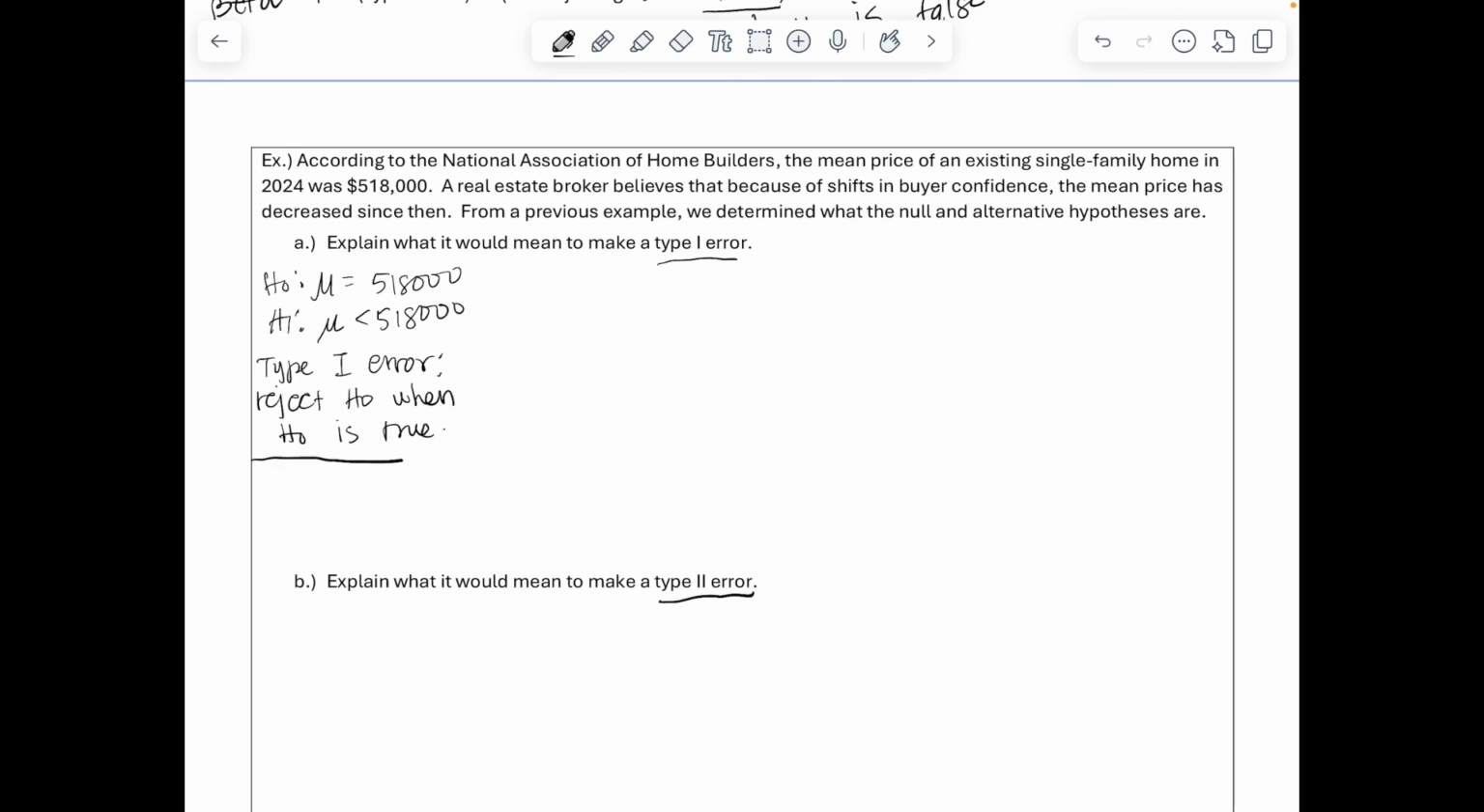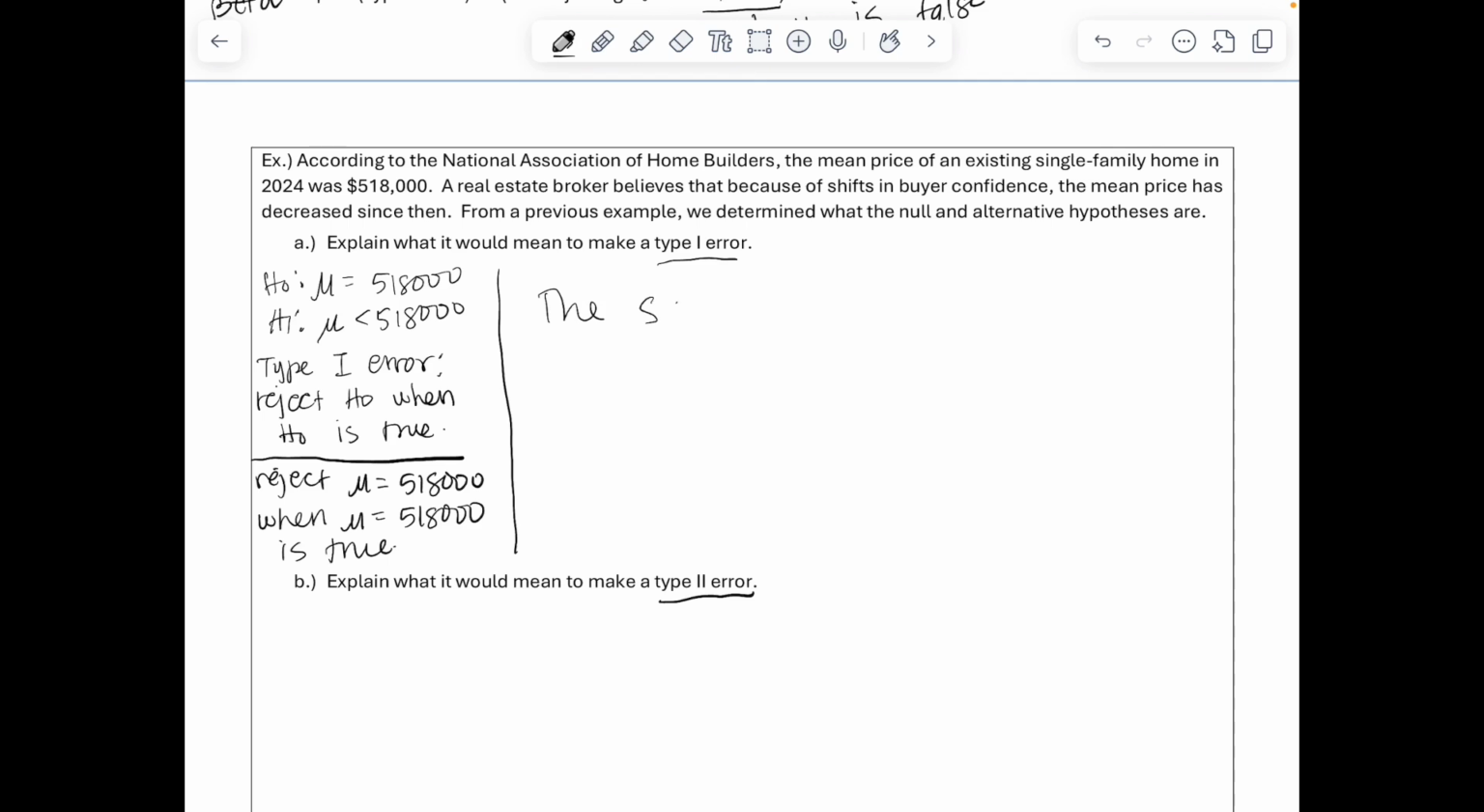So for us, for this specific problem, that means we're going to reject H naught, and H naught is going to be that the mean price is equal to 518,000 when, so we rejected that when it actually is true. So when the mean equals 518,000 is true. So we kind of wrote it down with symbols, but let's write it in actual words.